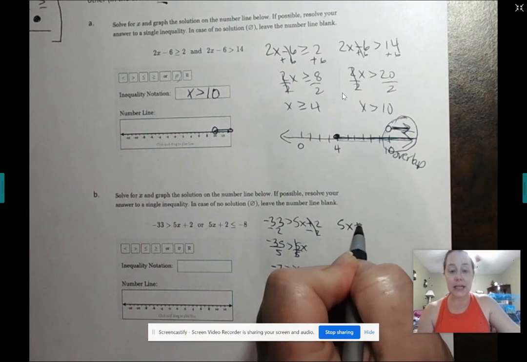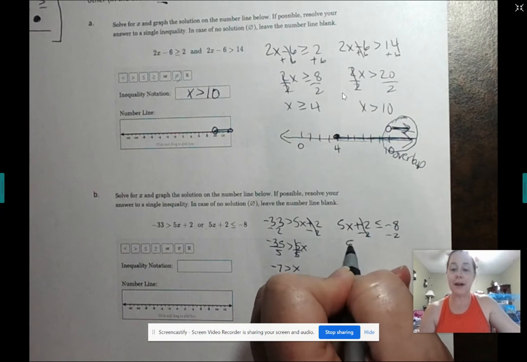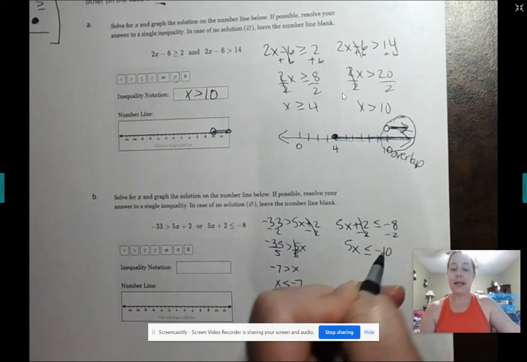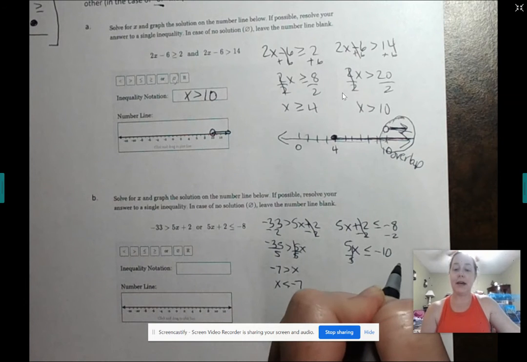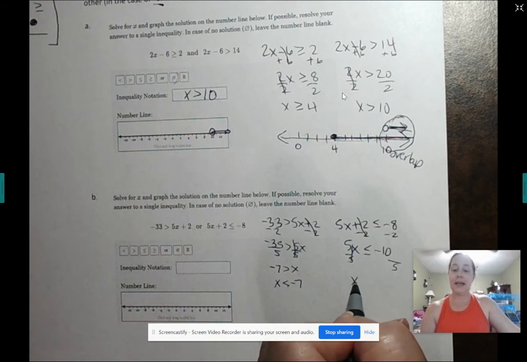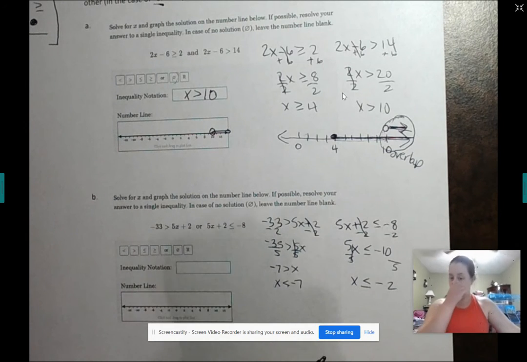And then we have the second inequality that they gave us. I'm going to solve for x. That would be negative 10, and I'm going to divide by 5. And I get that x is less than or equal to negative 2.